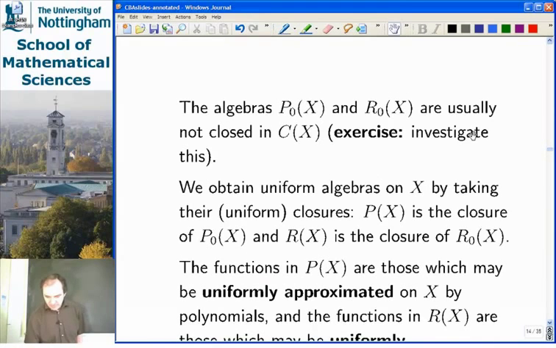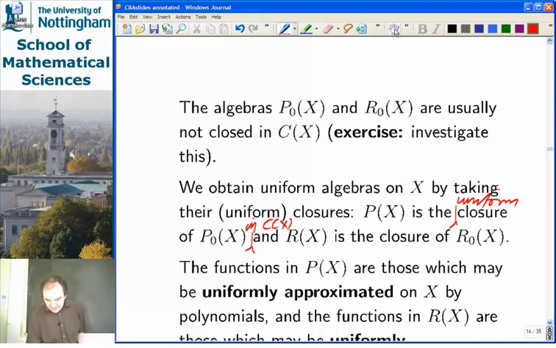So you start with the polynomials, P naught of X, and we say, well, it's not closed yet, but if we close it in C of X, then of course, if you take a subalgebra of C of X and close it, you'll get a closed subalgebra of C of X. And that's what you do. So P of X is the uniform closure in C of X, of course, and the same for R of X. That's the uniform closure of R naught of X in C of X.